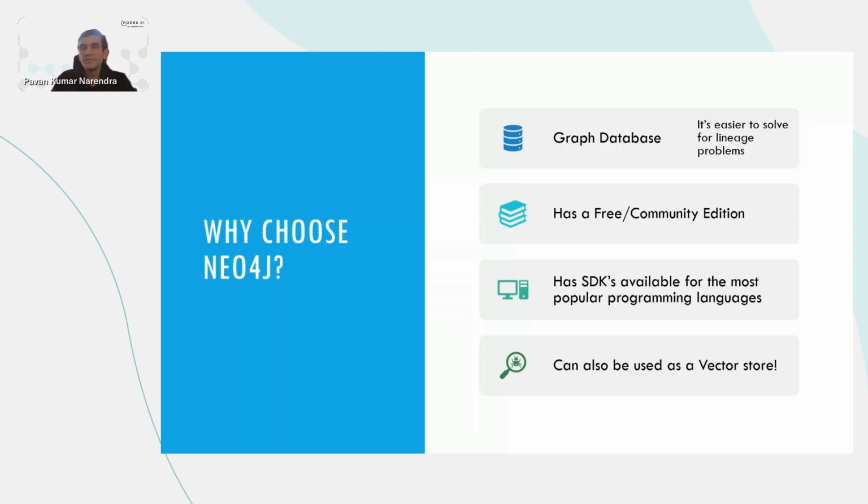So why did we choose Neo4j in the first place? There are plenty of other databases out there. Most importantly, it's a graph database. And why a graph database? It's super easy to solve for lineage problems using a graph database. And it has a free community edition, which is amazing if you ask me. And it has SDKs available for the most popular programming languages. We are using .NET, by the way, in case you guys are wondering. And we had another criteria that it should also be used as a vector store. I won't talk too much about that, but it fit in nicely with what criteria we had.